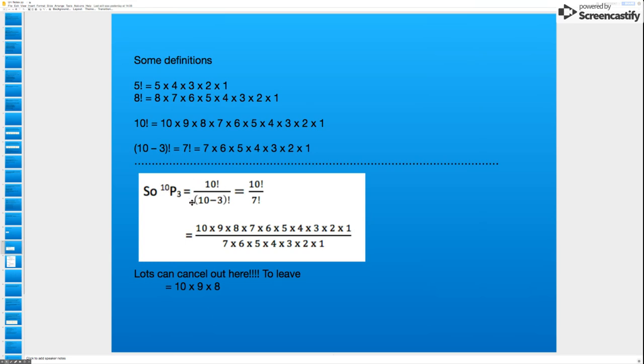10P3 is 10 factorial over 10 minus 3 factorial. So 10 minus 3 factorial is 7 factorial, which is 7 times 6 times right down to 1. Now, if we write 10 factorial over 7 factorial as a fraction, all of these things can cancel out. The 7 can cancel out with the 7, the 6 with the 6, the 5 with the 5. And all we are left with is 10 times 9 times 8.